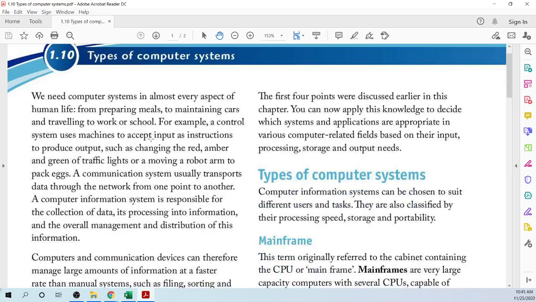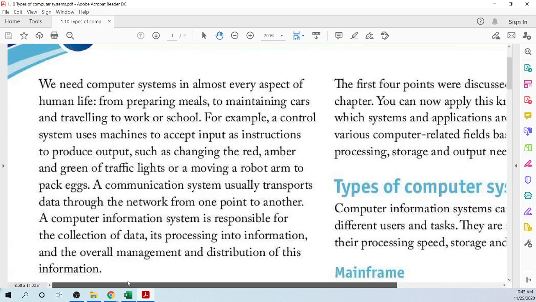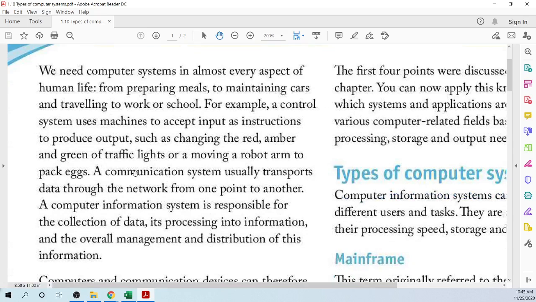So, our first paragraph, let's see who will be reading for us today. Akhilesh, you can read for us. Akhilesh?